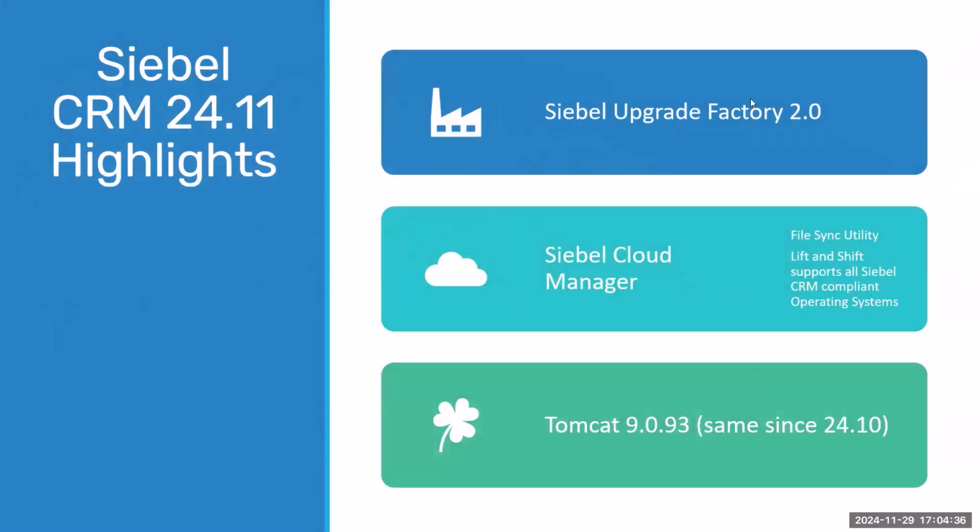So yeah, we're looking at 24.11, which was released in the middle of the month, and it has two major features: one for the on-premise version and one for Siebel Cloud Manager. The one feature that is in both is the Siebel Upgrade Factory 2.0, so we'll talk a little bit about that. Also in Siebel Cloud Manager, as always, there's a lot of movement, and there's a new feature documented there. Tomcat 9.0.93 is the same as you would have in 24.10, so it wasn't updated this month.